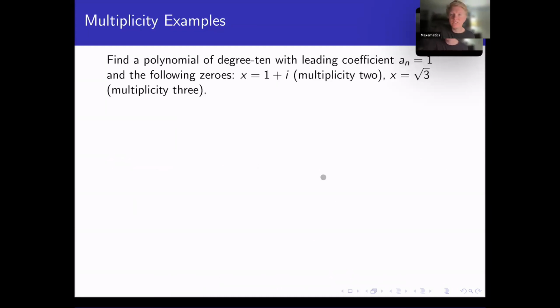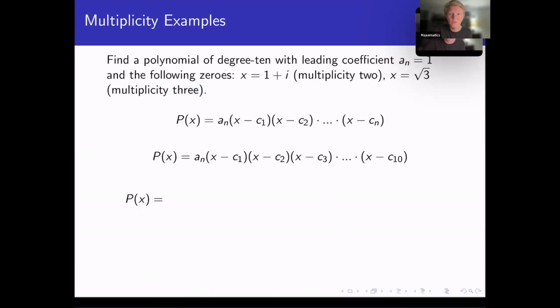Okay, degree 10, leading coefficient 1, x equals 1 plus i multiplicity 2, and square root of 3 multiplicity 3. I gave you 2 zeros plus 3 zeros for a total of 5. So if we're degree 10, we're missing 5 zeros. Okay, well, we have 1 plus i multiplicity 2. So this is x minus (1 plus i) squared.